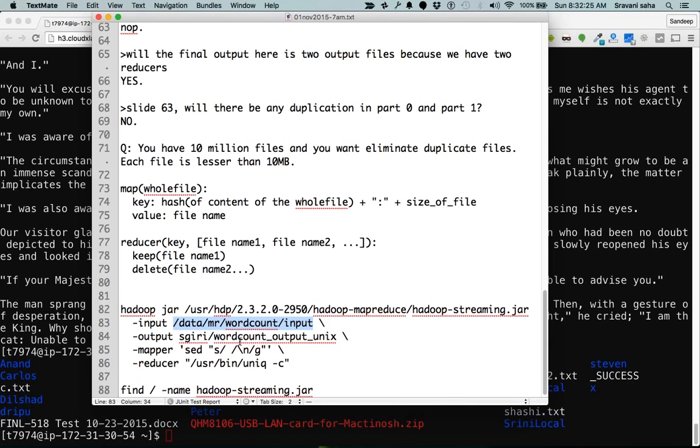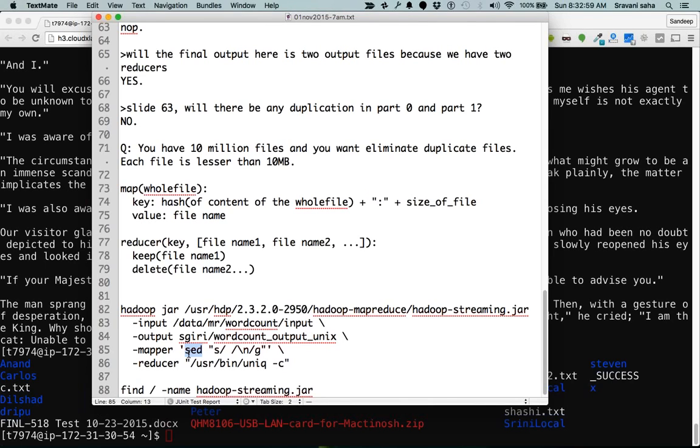Okay, now this is our output folder. We are going to save our output in this, and this is our mapper command, and this is our reducer command. Here, the mapper is doing nothing but printing one word in a line. When it is only one word in a line, that means there is no tab, and the whole word is considered as a key and the value is going to be null.